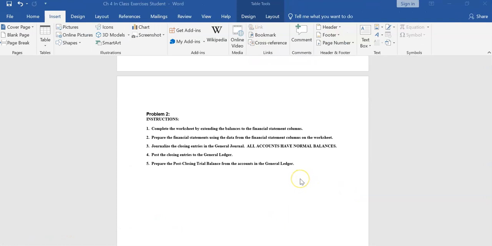All right, let's pull it all together and do one more problem. We are going to be given a worksheet, and our job will be to complete the worksheet by extending the balances to the financial statement columns. Then we will prepare financial statements using the data from our worksheet financial statement columns. We will journalize the closing entries into the general journal, assuming all the accounts balances are normal, what we expect them to be. We will then post the closing entries to the general ledger, and then prepare the post-closing trial balance from the accounts in the general ledger.